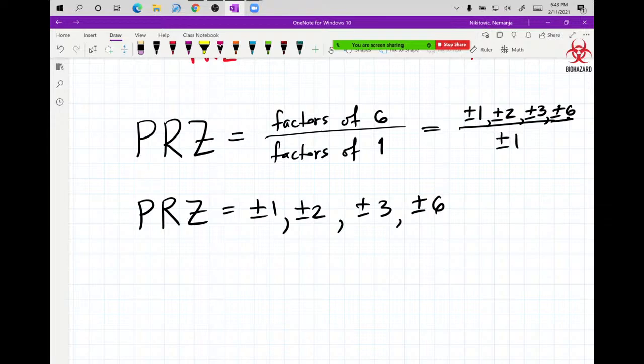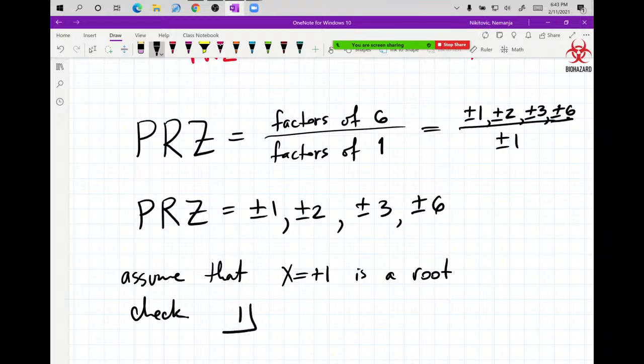So now, your job is to figure out which of these are your roots. And then you're done, right? Because when you have roots, you have factors immediately. Okay, so how do I figure that out? The synthetic division, right? See, you're assuming that x equals plus 1 is a root. And now you have to check. And you know how to check. You stick that in the synthetic division.